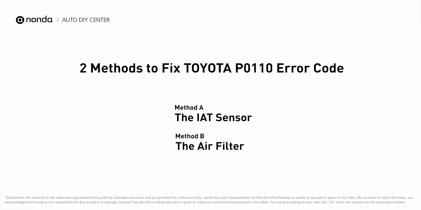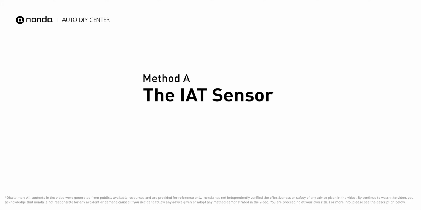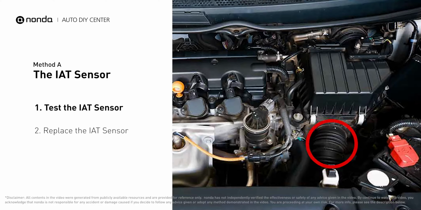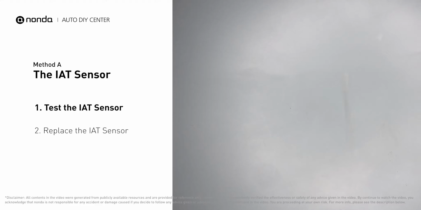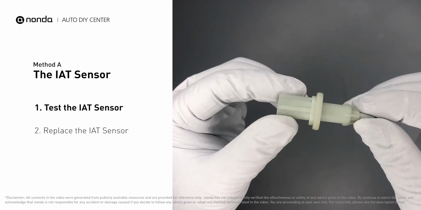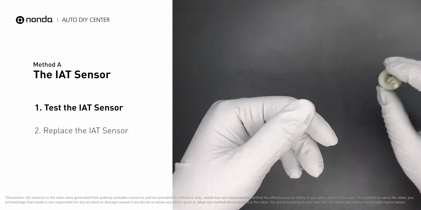Here are 2 of the most practical solutions to fix Toyota's P0110 error code. Method A, the IAT sensor. The IAT sensor could be on the throttle body attached right to the intake manifold. First, carefully remove the IAT sensor from the vehicle. Visually inspect the sensor to make sure it hasn't been contaminated by a leak from another engine component.